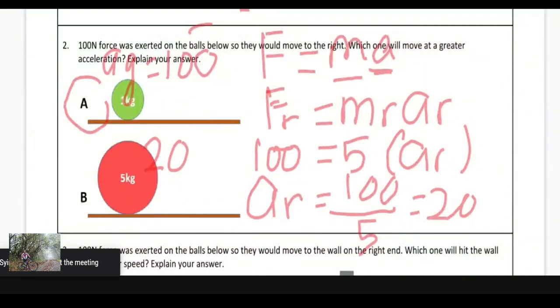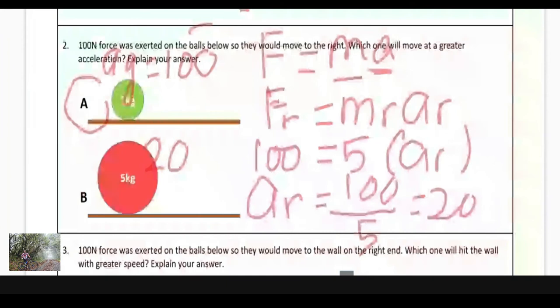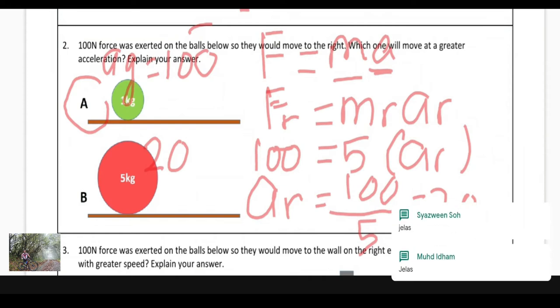So that's why you will observe that the red color ball will move slower compared to the green ball, because according to the formula F equal to MA. Okay, jelas? Okay, check sikit. Tulis sikit pada ruang check tu. Jelas ke tak? Okay, good.